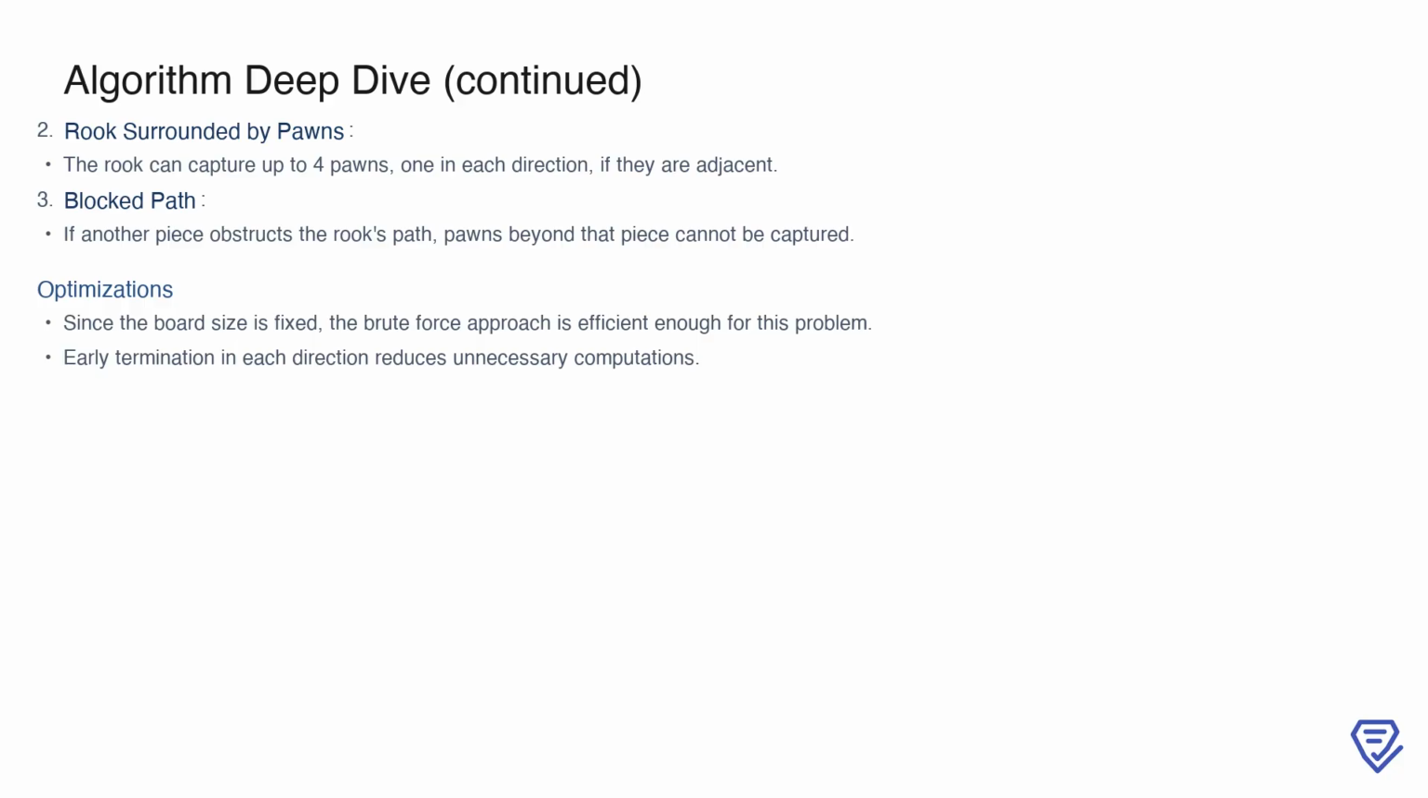While the brute force approach we've discussed is straightforward, it's also efficient for this problem because the board size is fixed at 8 by 8. Early termination in each direction, whether due to capturing a pawn, encountering an obstacle, or reaching the board's edge, ensures that we avoid unnecessary computations, making this solution both simple and optimal given the constraints of the problem.